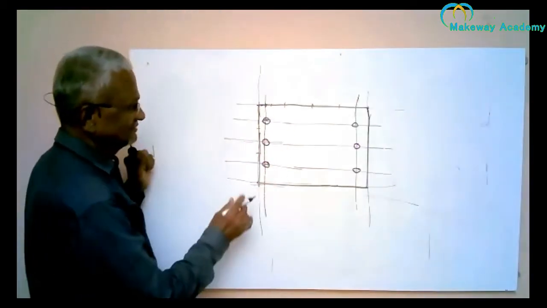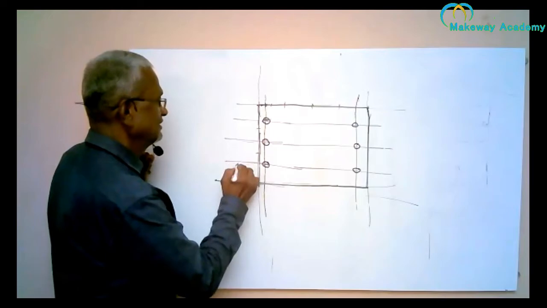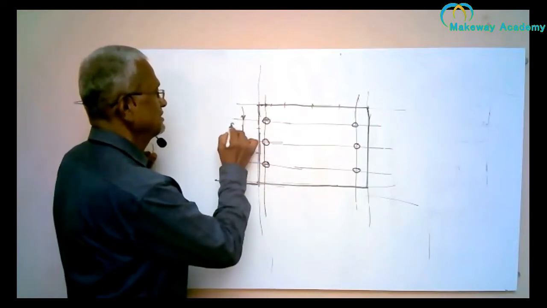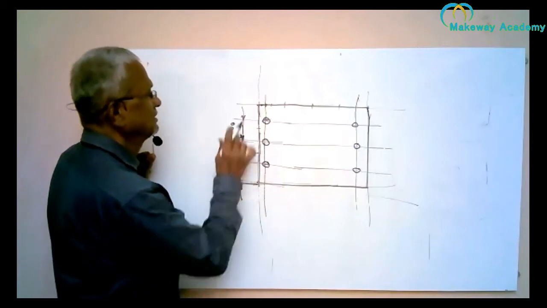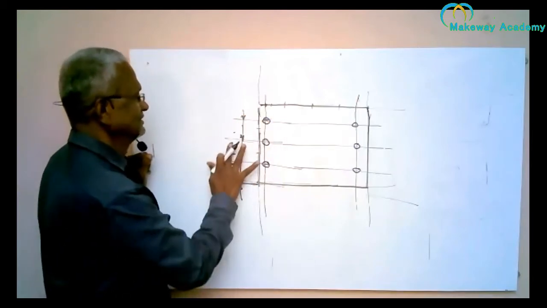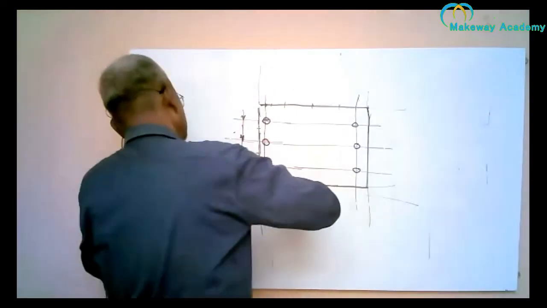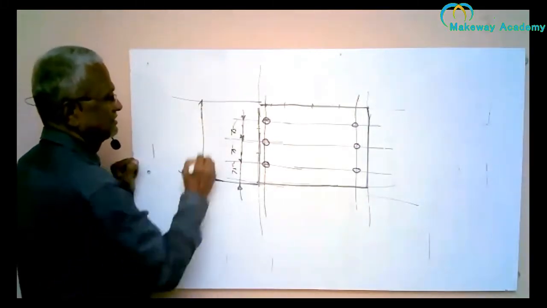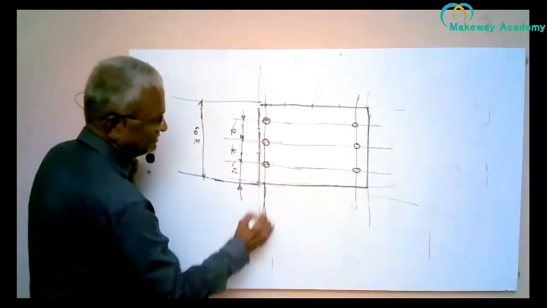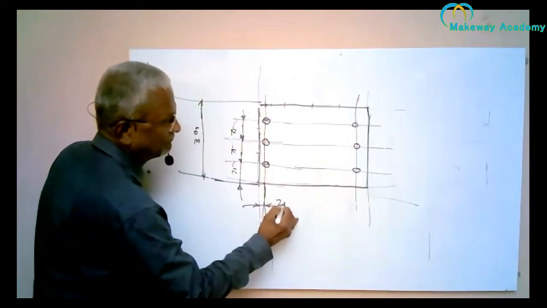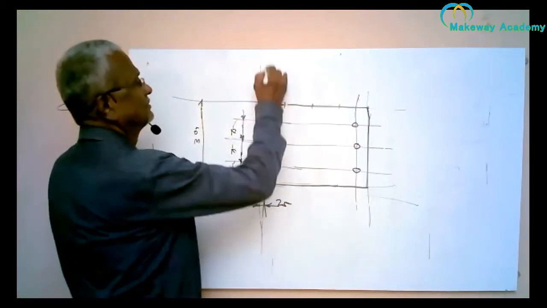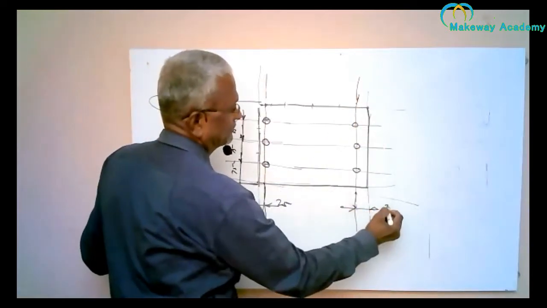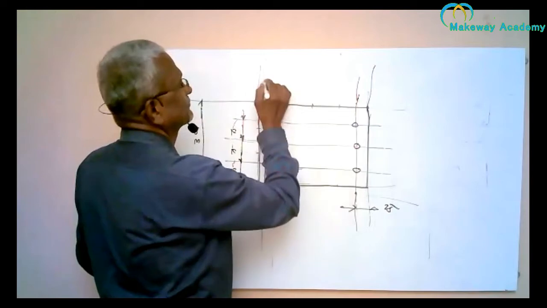I will have to give the dimensions now. How much is it? This is 100. 100, 100, 100, 100, 100, 100. And then I will have to give the overall, sorry, 300. So it is 75, 75, 75, 75. This is 300. And this is 25. This is already given. This is again 25. The overall length is 400.